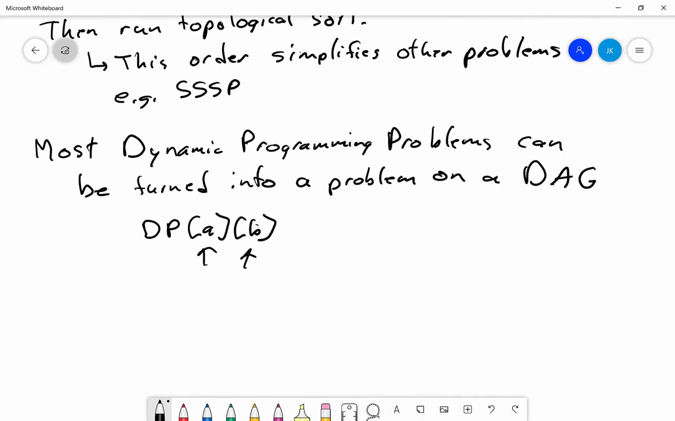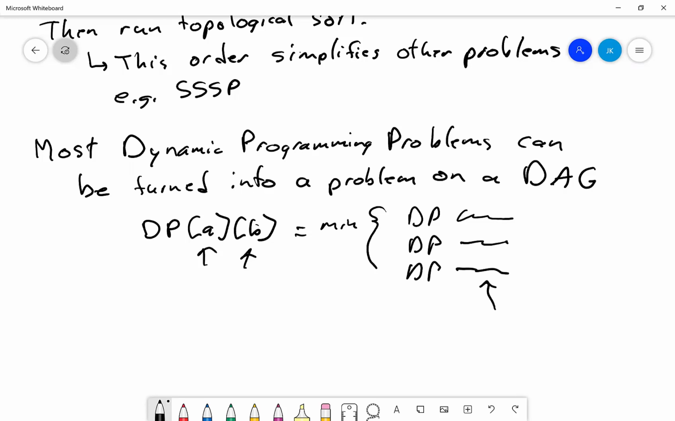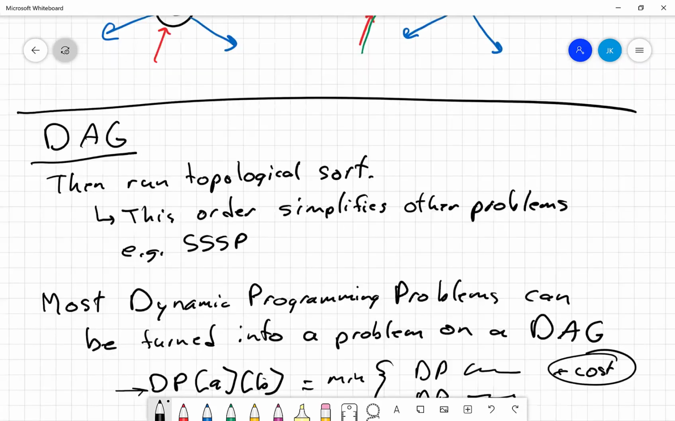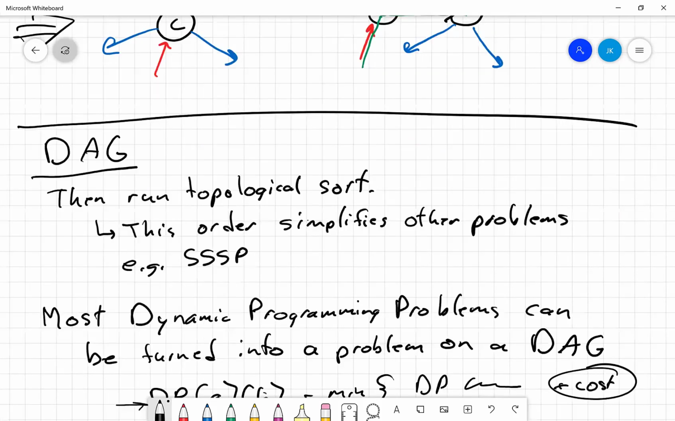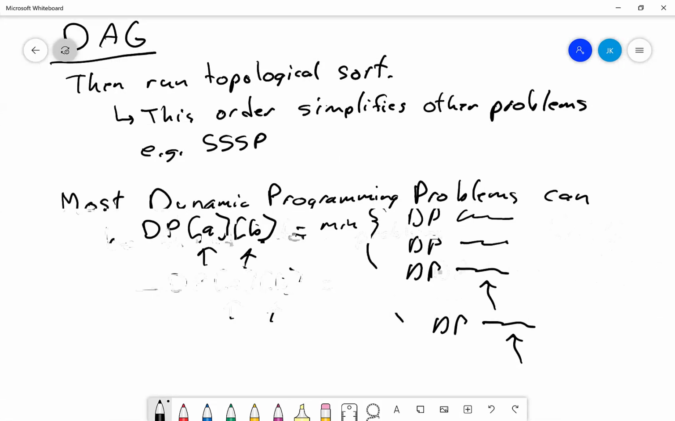in your dynamic programming are when you do something like, you take the minimum of DP of blah blah blah, DP of something else, DP of something else. Each of these is an edge to a new node. Okay, and if there's some cost associated with doing this, then that's something that you can potentially build in, depending on how it's set up, into the individual vertex node weight, just like we talked about here.